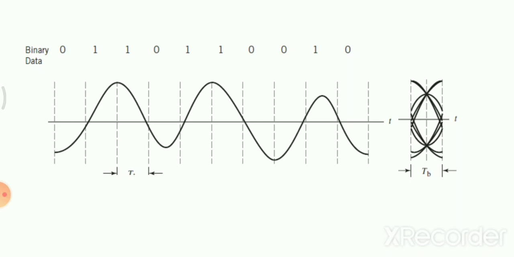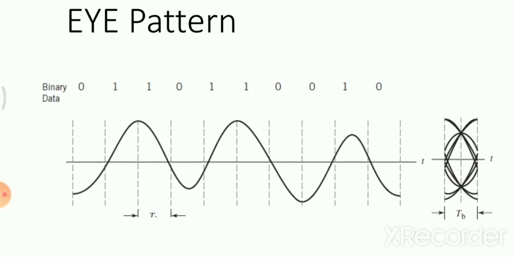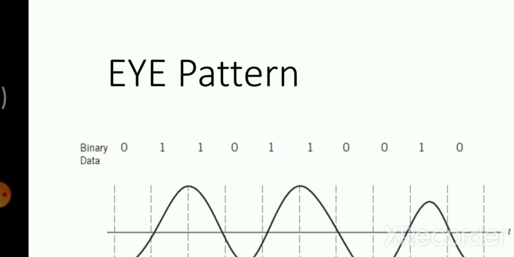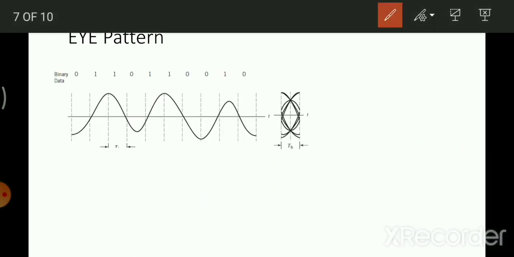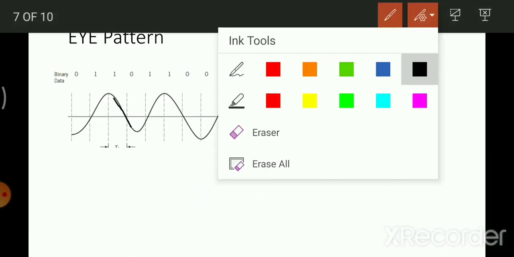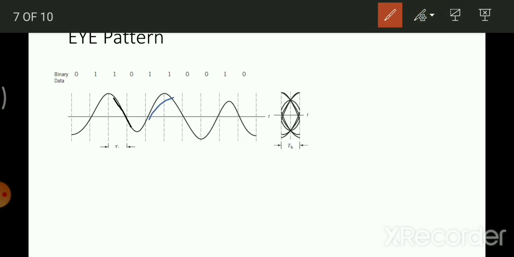What I will do is I will take each of these durations. Let me take some other color. Each of the bit durations, and superimpose like this. Then I'll take from here, superimpose like this. Then from here, like this, and from here, like that. You keep on doing this over an interval of TB. So all the waveforms are superimposed over an interval of TB.